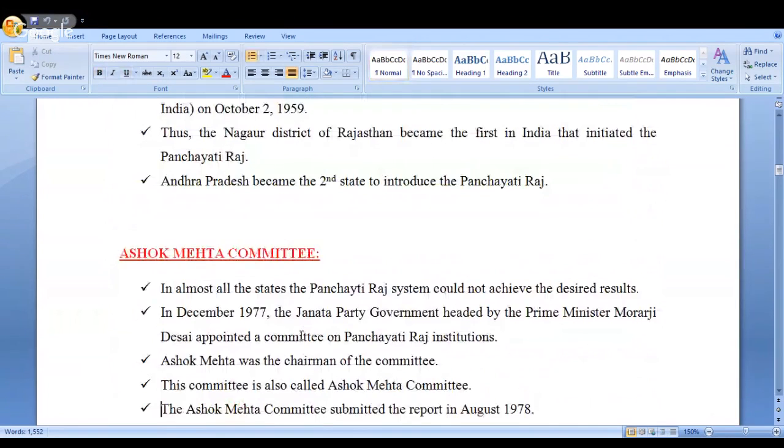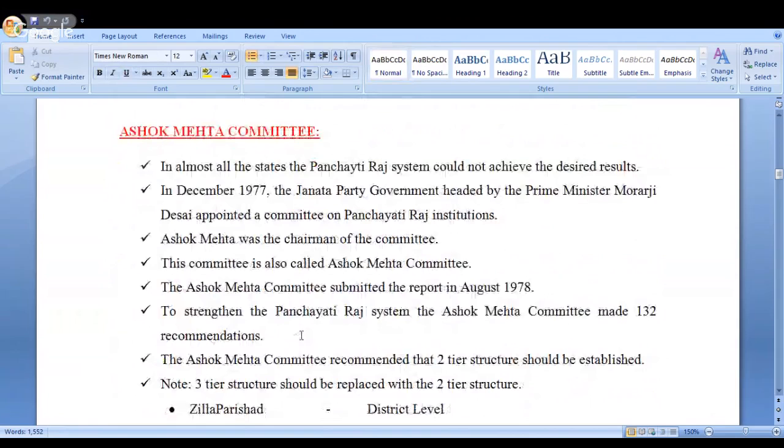So next is the Ashok Mehta Committee, right? In December 1977, the Janata Party government headed by Prime Minister Morarji Desai appointed a committee on Panchayat Raj institutions. And the committee was also called the Ashok Mehta Committee. The committee submitted the report in August 1978. To strengthen the Panchayat Raj system, the Ashok Mehta Committee submitted 132 recommendations.